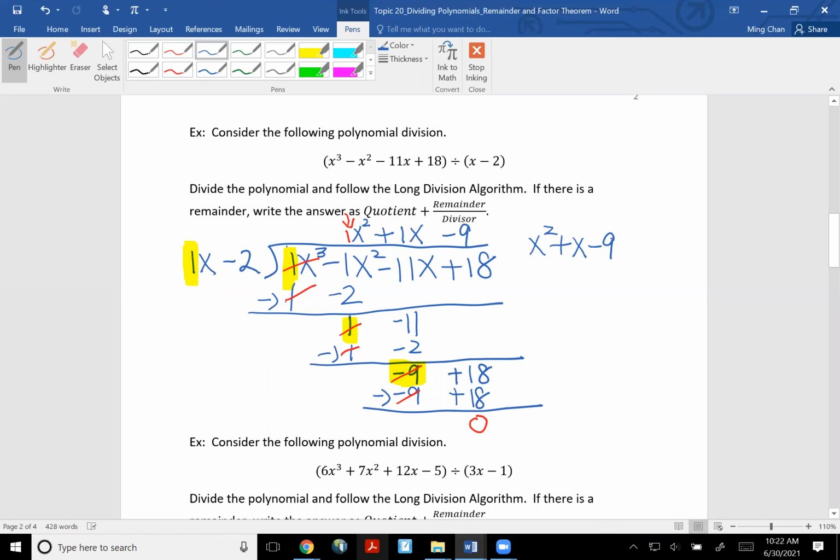Okay, no remainder. No remainder means that x minus 2 is a factor of this polynomial. So is the quotient. The x squared plus x minus 9 is also a factor of that polynomial function. But this polynomial function cannot be factored. So if that polynomial cannot be factored, how am I going to find the zeros? Well, division is actually part of the process. Let's try another example.